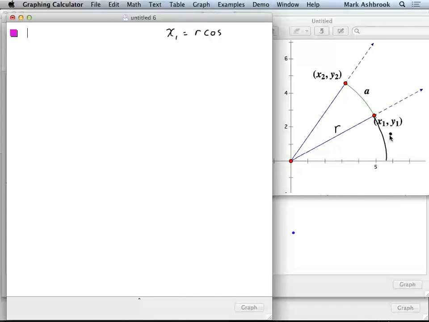So let's just call that B. It's a different angle, right? So that starting point has an angle. So x1 is R cosine B. And y1 is? R sine of B.